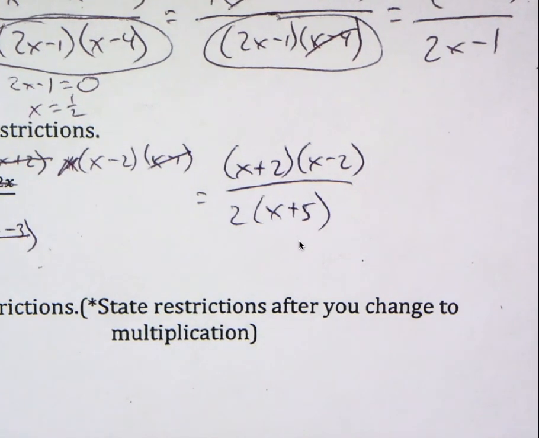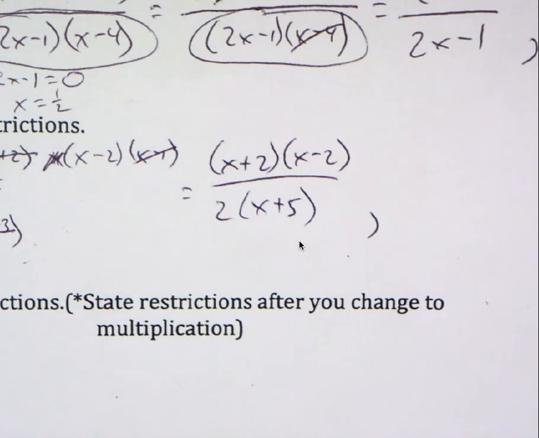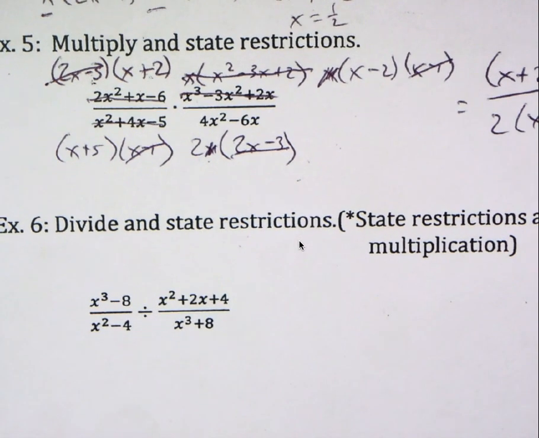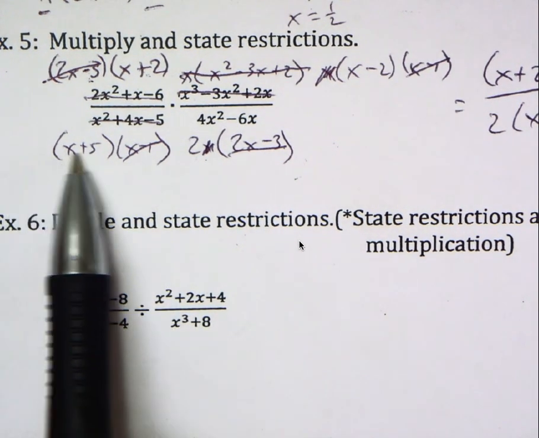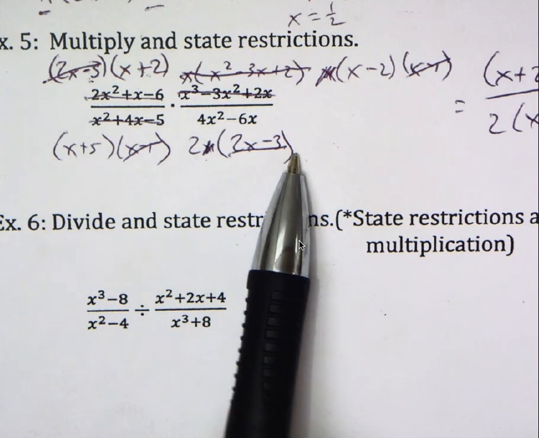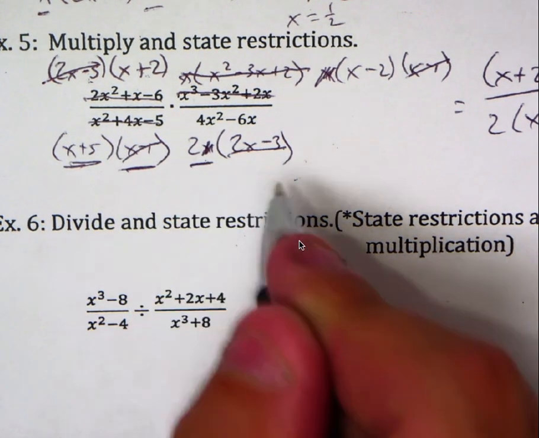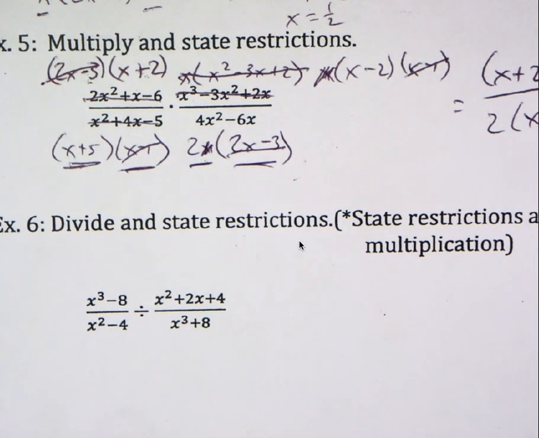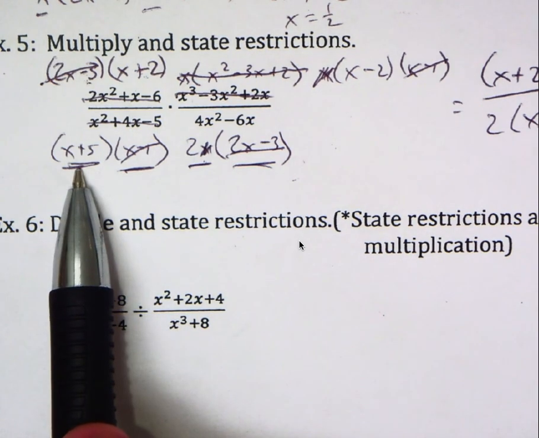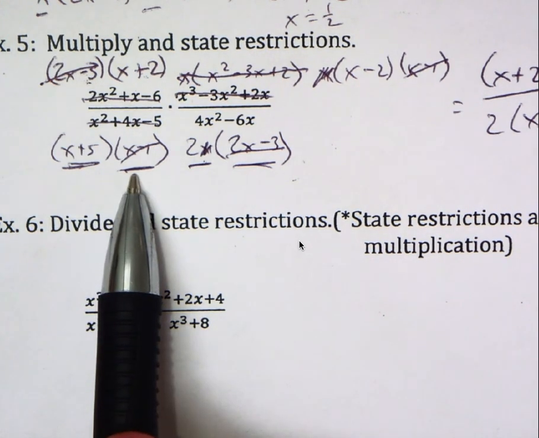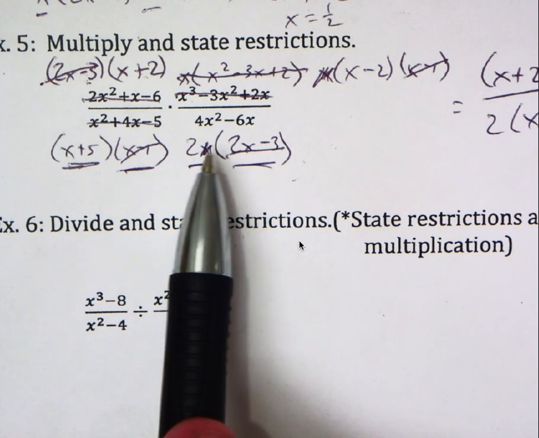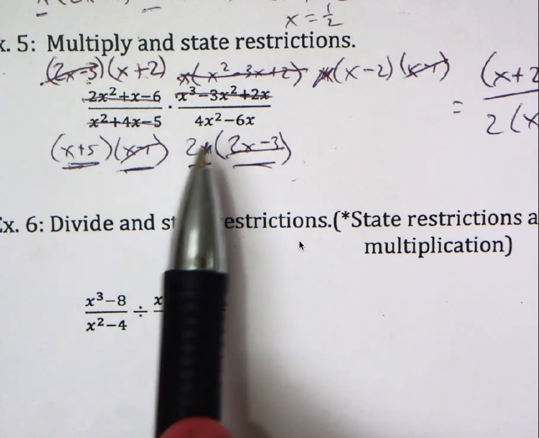There's your simplified fraction. Let's state restrictions. So the restrictions. You look at all of your factors in the denominator before you canceled. So this one, this one, this one, this one, any factor with an x in it, and think about what makes it equal to 0. Negative 5 makes this 0. Positive 1 makes this 0. 0 makes this one 0. 2 times 0 is 0.